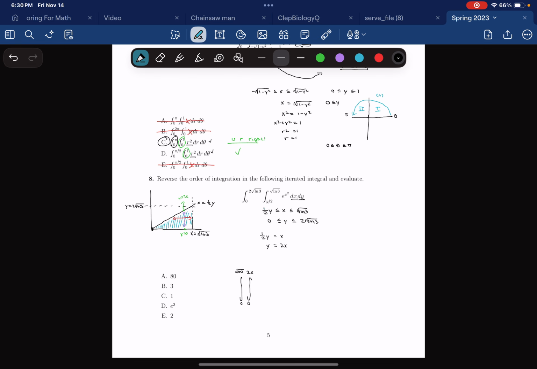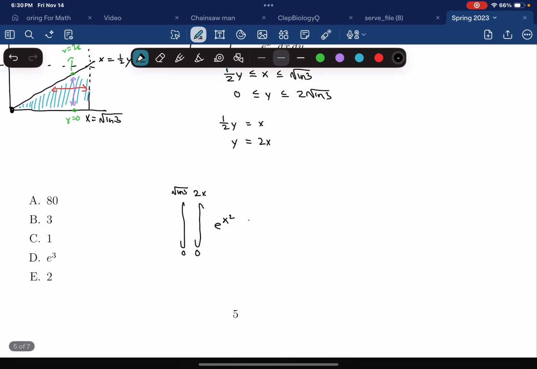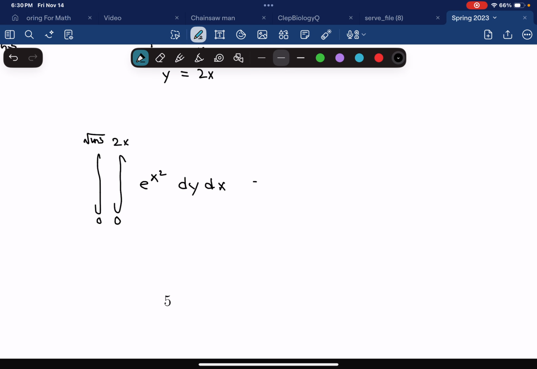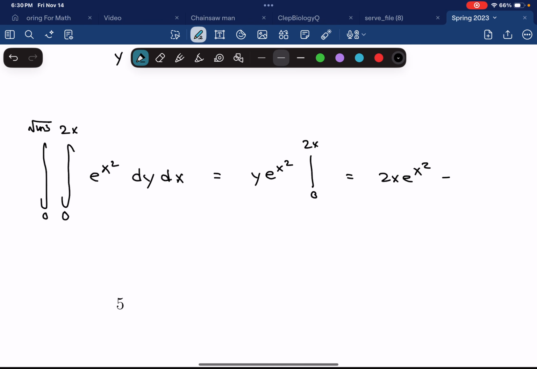And the inside stays the same. It would just stay as e to the power of x squared. But now we're going from dy to dx. So, same integration types. Integrating from 0 to 2x gets you 2x e to the power of x squared, and that'll just be minus 0.